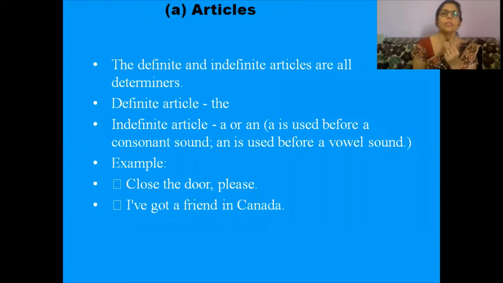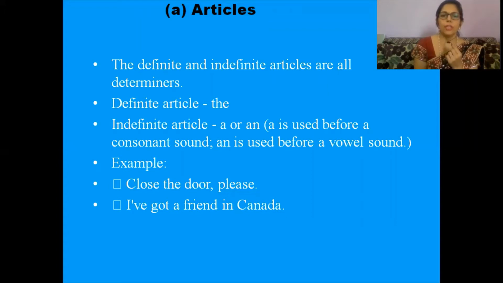So articles, the definite and indefinite articles are determiners. Definite article is the and indefinite article a or an. A is used generally before a consonant sound and an is used before a vowel sound. For example, we can see, close the door please. I have got a friend in Canada.